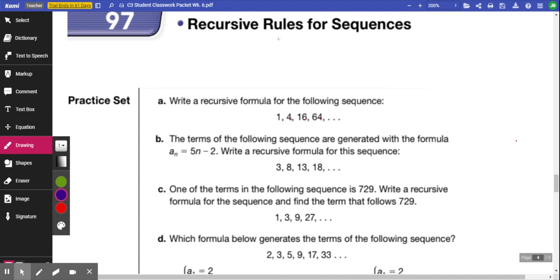Hello, Course 3. This is Lesson 97 on recursive rules for sequences. I'm going to go over some of the practice problems here because this lesson can feel very confusing. So let's first define some of the notation.